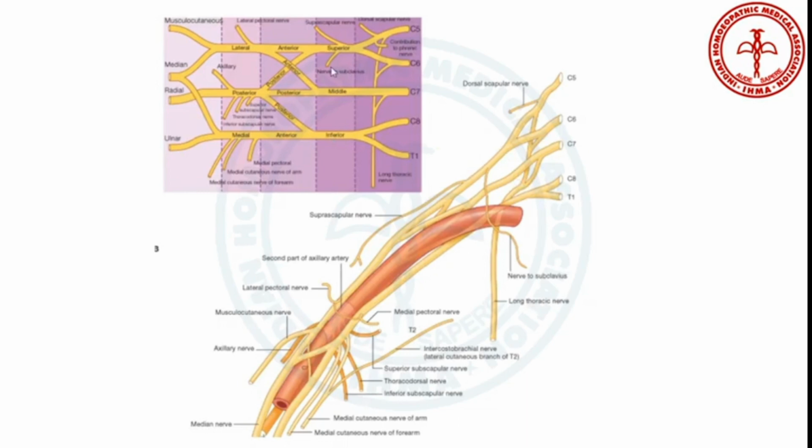Further, if you trace it, each trunk will be divided into divisions. For example, this is the upper trunk. It will divide into an anterior division and a posterior division behind. This is the middle trunk. It will divide again into an anterior division and a posterior division, which will go behind. Further, this is the lower trunk that also will divide into an anterior division here and the posterior division behind.